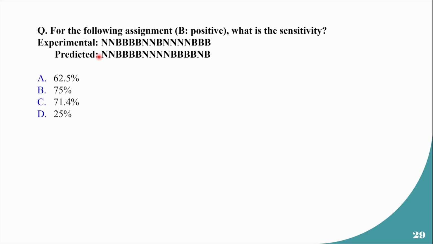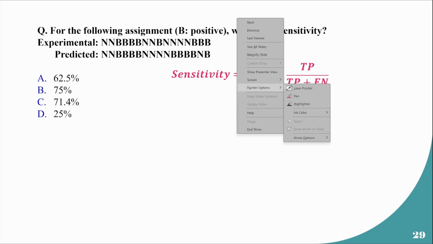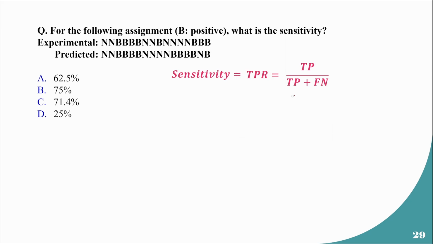In this question, you are being asked what the sensitivity of the model could be. Now, remember that sensitivity is equal to the true positive rate, right? So true positive rate is true positive divided by true positive plus false negative. Essentially, by looking at this experimental and predicted data, we have to first identify which of these belong to the true positive category, and then which belong to the false negative category. Okay.